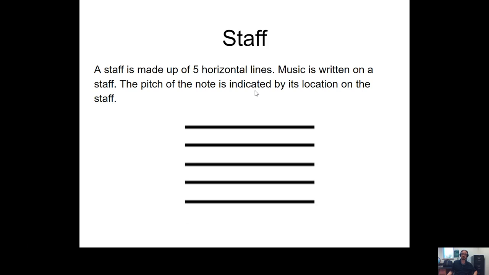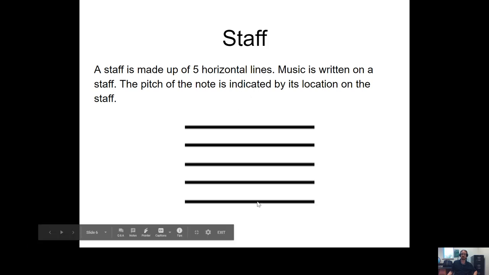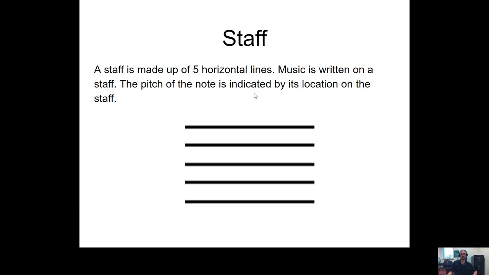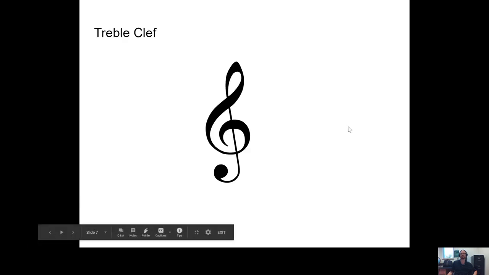We have the staff, which is made up of 5 horizontal lines, and we write our music on it. 1, 2, 3, 4, 5 lines. The pitch of the note, which is how high or low the note is, is indicated by its location on the staff. So the higher it is on the staff, the higher the pitch of the note. And the lower it is on the staff, the lower the pitch of the note.